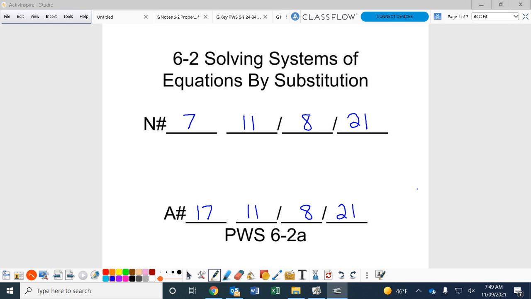So today we're going to be working on solving systems of equations by substitution. This is going to be an alternative method to solving by graphing. You'll find that this can be a much more efficient method. It's used a lot of times in graphs where the solution will not graph easily.